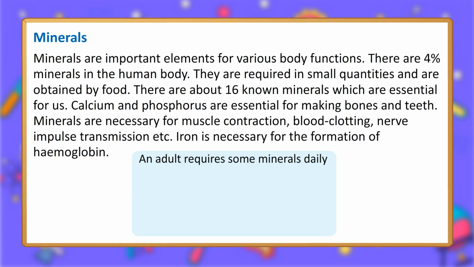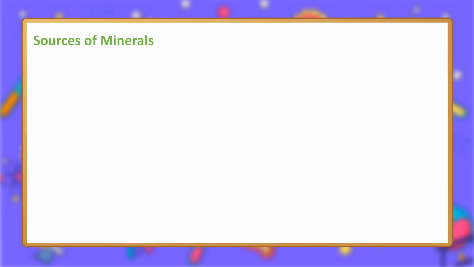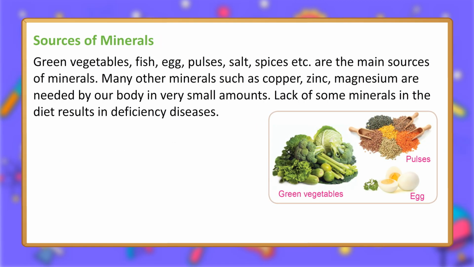An adult requires some minerals daily: zinc, 12 milligrams; iron, 10 milligrams; manganese, 4.0 milligrams; fluoride, 3.0 milligrams; copper, 2.0 milligrams. Sources of minerals: green vegetables, fish, egg, pulses, salt, spices, etc. are the main sources of minerals.